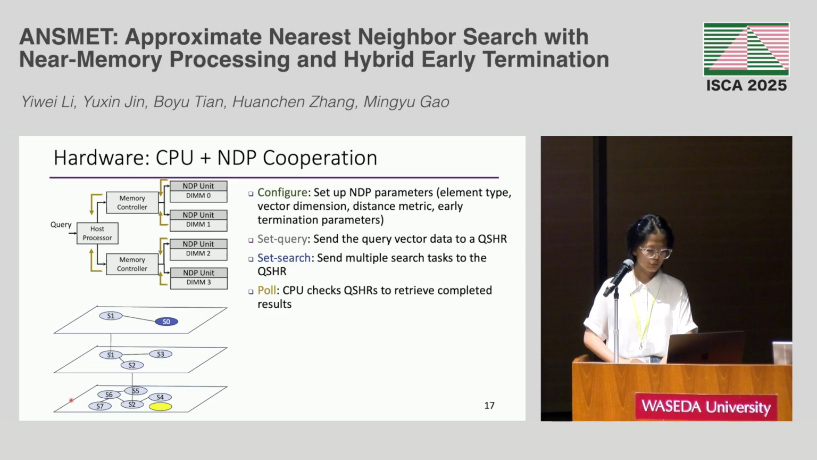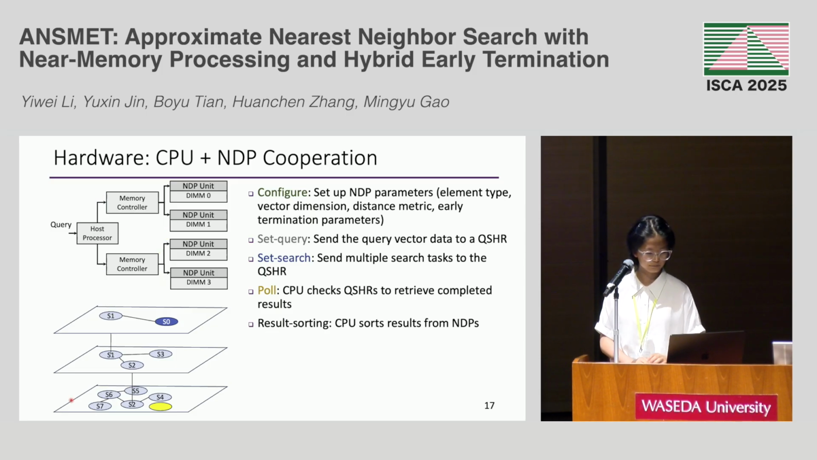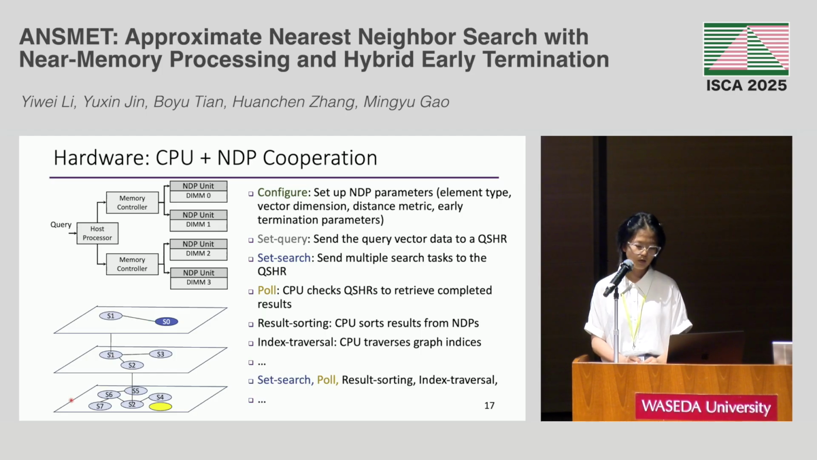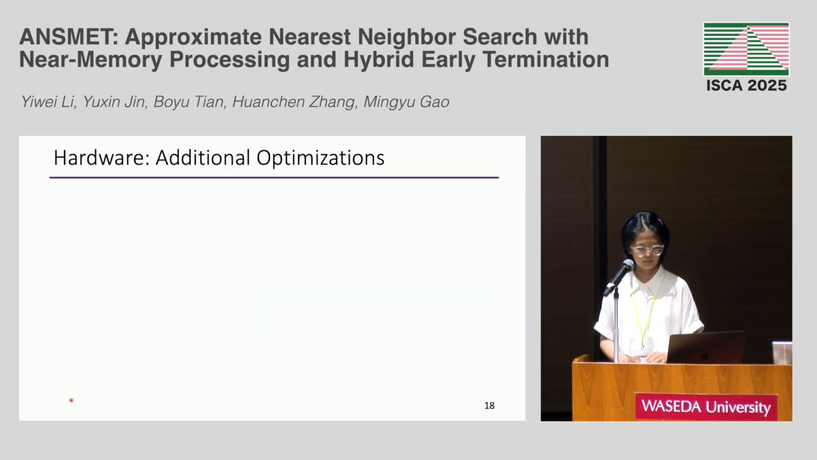The CPU retrieves the completed results from NDPs by polling. After polling the results, the CPU stores the results to update the result set, and then traverses the neighbors of the newly accepted ID 0. Similar operations will be repeated until we get a final result. So we have explored additional optimizations to further enhance the efficiency.